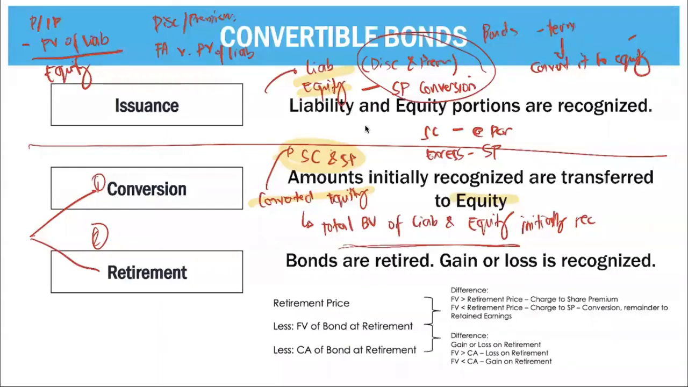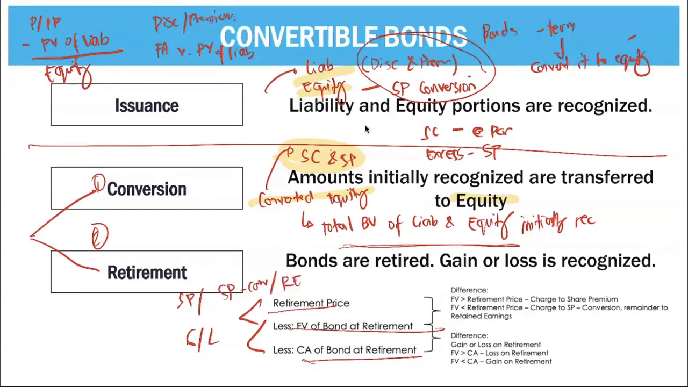But what if you retire? If you retire, you will compare the retirement price, the fair value of your bond, and your carrying amount of your bond, and you have your different gains or losses. Take note, the gain or loss is only computed using your fair value of bond and your carrying amount of bond. While for fair value versus your retirement price, this is your extra share premium or a reduction to your share premium conversion or retained earnings.